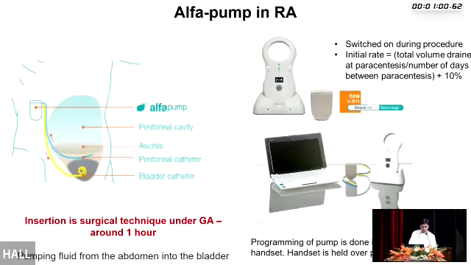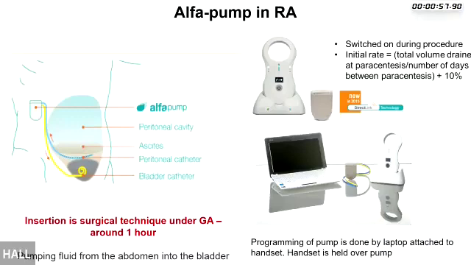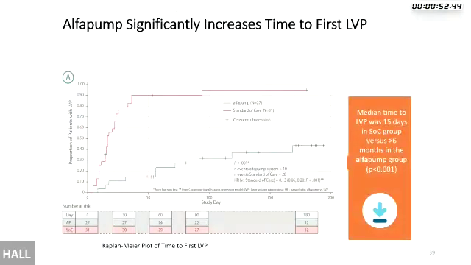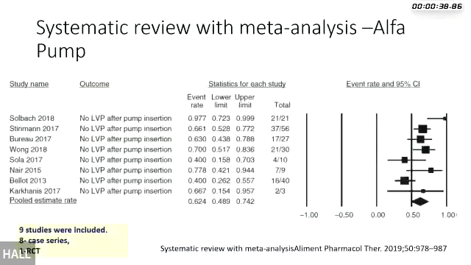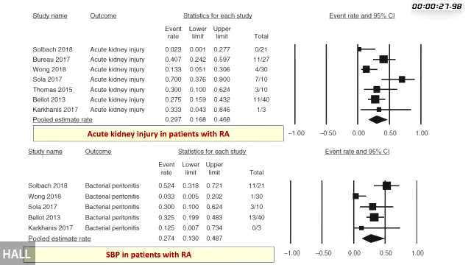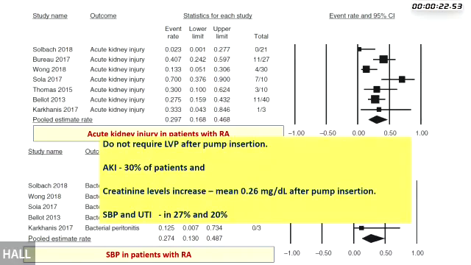Alfapump has been used in the West. It's just a pump that sucks fluid from the peritoneum and pushes it into the bladder. But alfapump significantly delays the time to first LVP. But alfapump has its issue. You are doing a surgery in a decompensated patient that itself has high morbidity and mortality. So alfapump made no impact on survival on patients with refractory ascites. A systematic review and meta-analysis of alfapump with 9 studies, 8 case series and 1 RCT, did not favor alfapump. It increased the incidence of AKI and SBP in patients with refractory ascites.